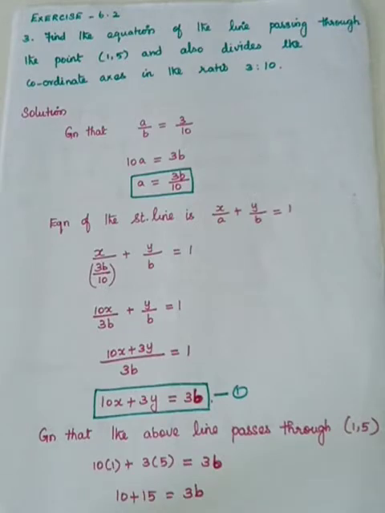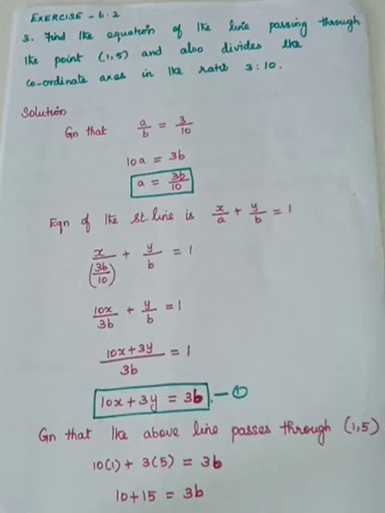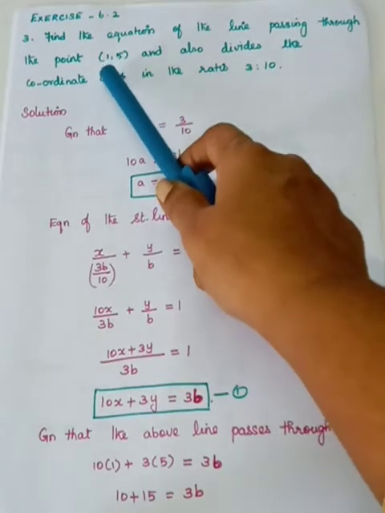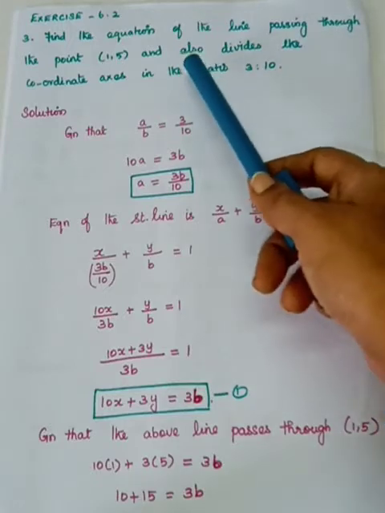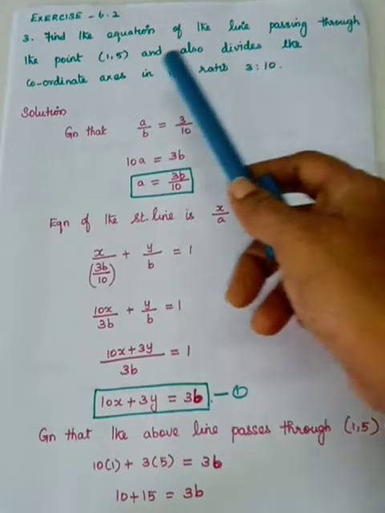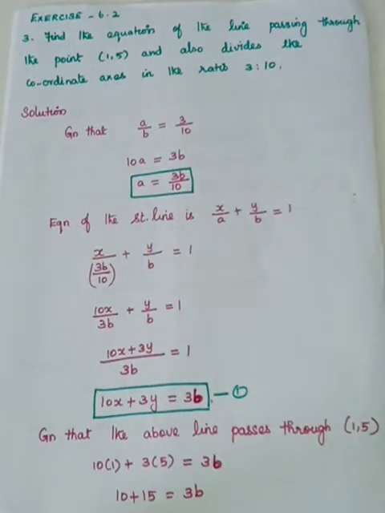Find the equation of the line passing through the point (1, 5) and also divides the coordinate axes in the ratio 3:10. So here we are going to find the equation of the straight line. How? It passes through the point (1, 5), so the passing point is given. And also the straight line divides the coordinate axes. What are the coordinate axes? X axis and Y axis, in the ratio 3:10.